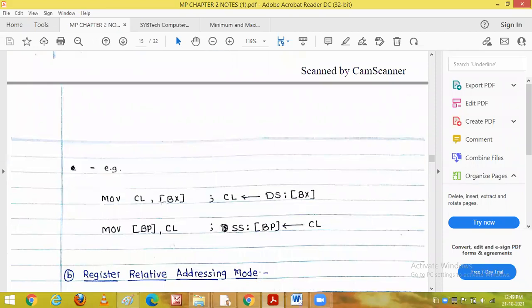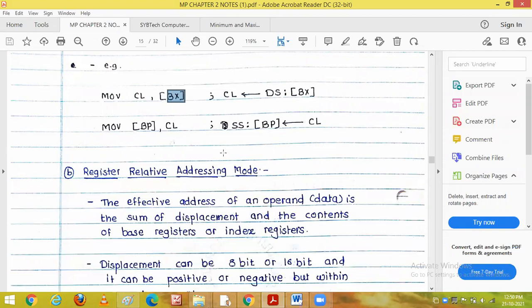See, previously in the direct addressing mode, we used values under the square bracket, but in indirect addressing modes you have to use a register again. That base register will contain the offset within DS. What is DS? It is the data segment. The value contained in BX is transferred into the CL register. That is the meaning. So just observe this: in direct addressing modes you use direct values, but here in indirect addressing modes you have to use registers. The next part is the register relative addressing mode.